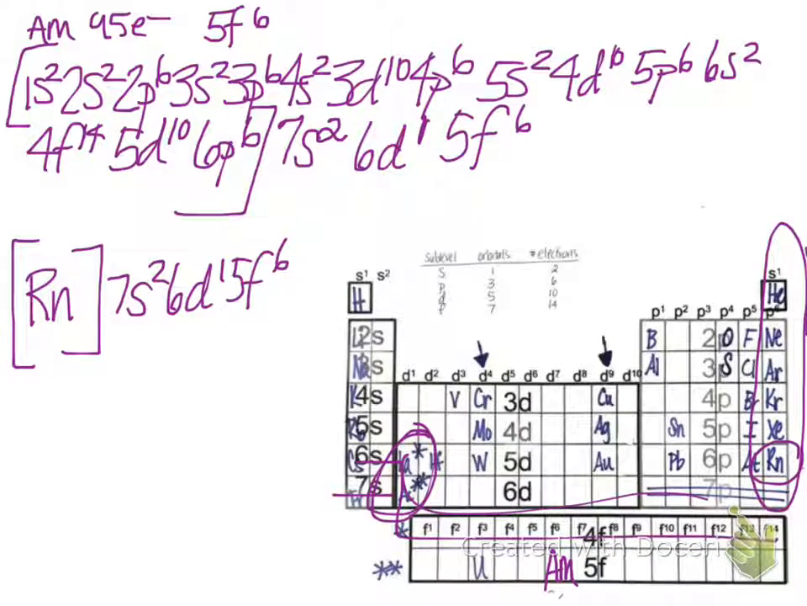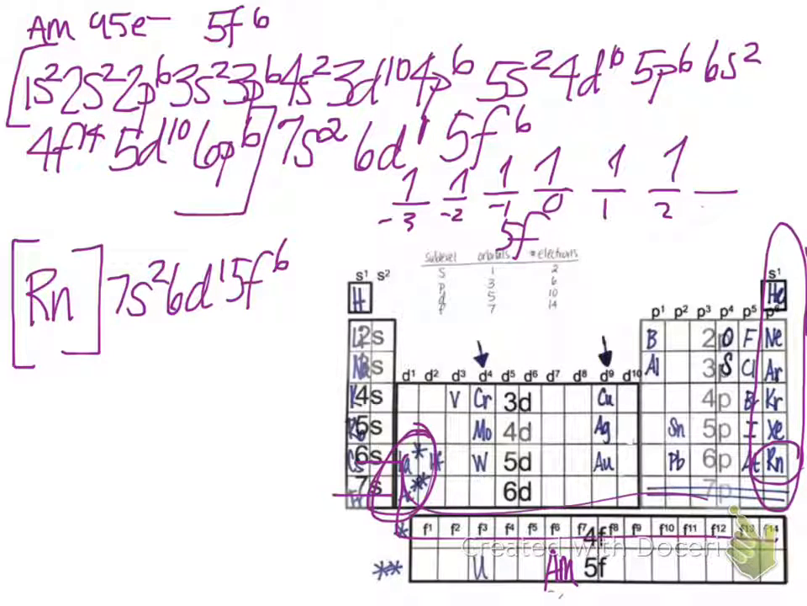If I wanted to figure out what the last electron was, I would just draw the orbital diagram for the last part. So in this case, I would say 5f. How many orbitals does an f have? 7. 1, 2, 3, 4, 5, 6, 7. Negative 3, negative 2, negative 1, 0, 1, 2, 3.